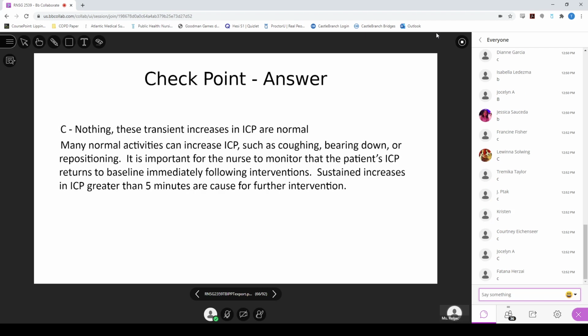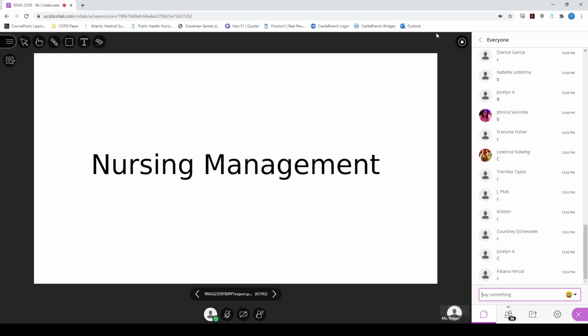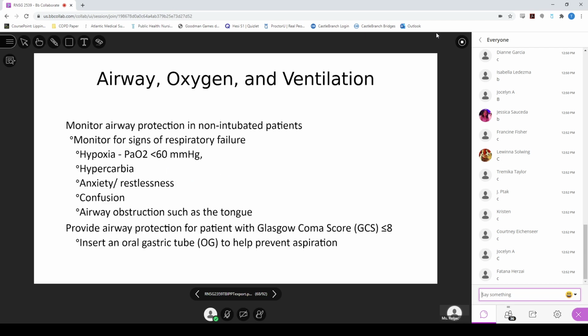That's right, it's C. You're going to do nothing because these are normal as long as it returns back to the baseline. Anything that's sustained greater than 5 minutes calls for evaluation and interventions. So now I get to the nursing management.